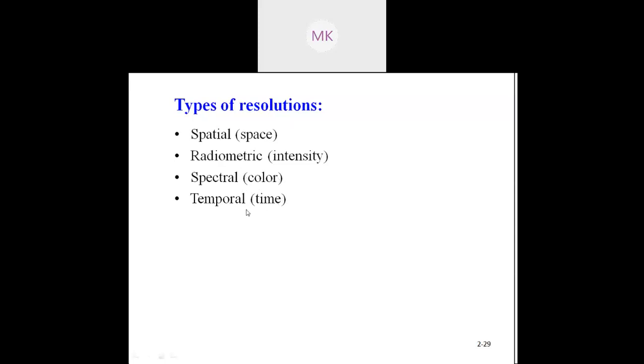Temporal, as the name indicates, represents the smallest change in time. First is spatial, which is nothing but the smallest discernible change in the image. It is represented by the number of pixels per unit distance. Whereas in case of radiometric or intensity, it represents the smallest change in the intensity level, which is represented by the quantization. Third is spectral or color, where we represent the smallest change in the color values. The smallest change in the time signals represents the temporal or time resolution.